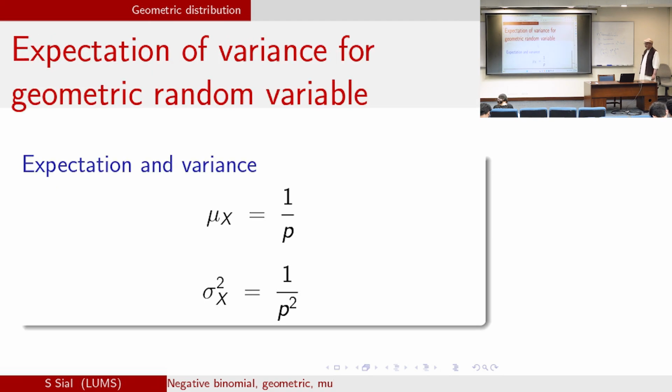Okay. So the expectation for this geometric random variable is 1 over p. So if your probability of success is 1%, then you expect to do 100 trials before you get the first success. Right? And the variance is 1 over p squared, which means the standard deviation is what? 1 over p. Right?